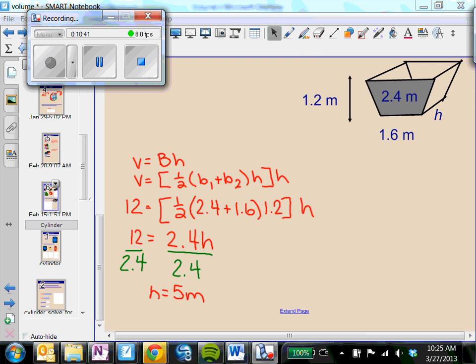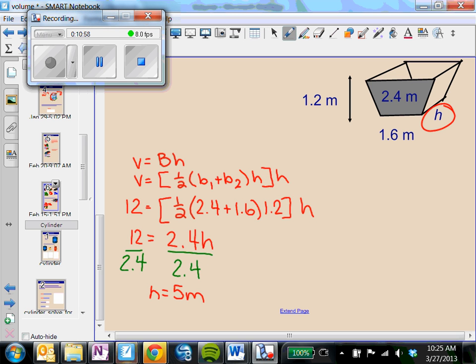So I substitute everything into my formula, which is the area of the trapezoid times the height of the entire figure. I know the bases because they're given of the trapezoid. I know the height of the trapezoid because it's given. And I know the volume because it's given. And I'm solving for the height of the entire figure.